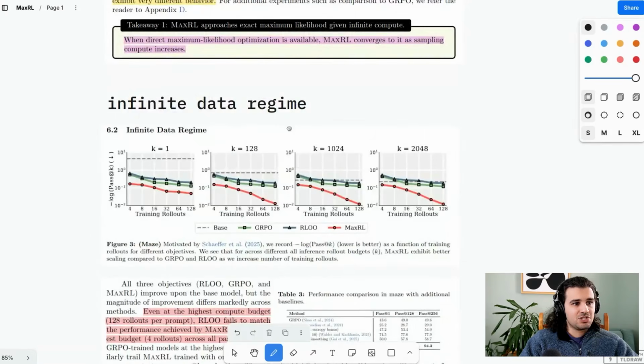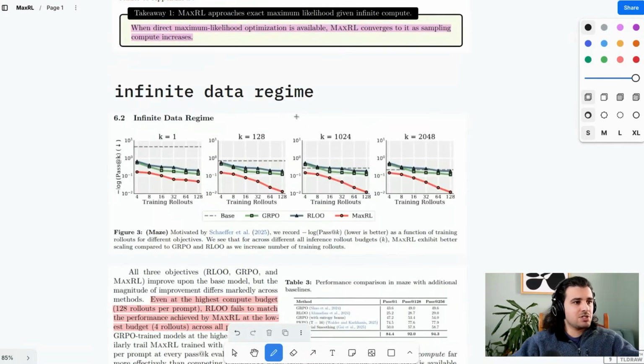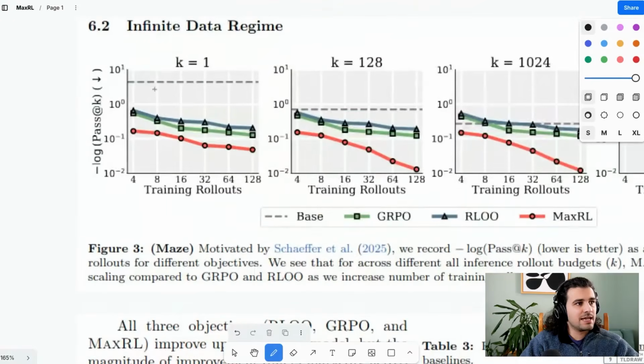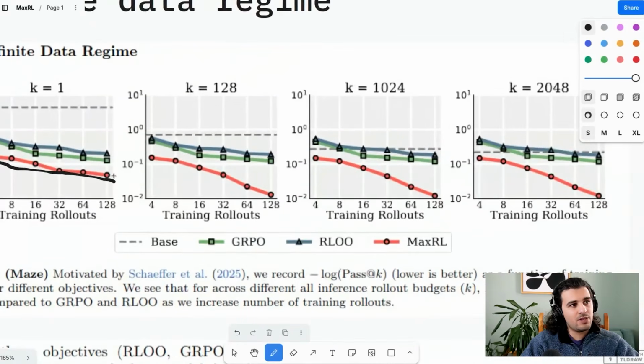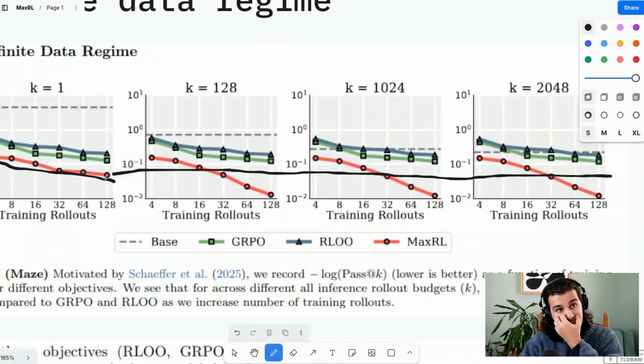In an infinite data regime, there's always the exploration. I think this is a maze thing going on. What they're showing that is interesting is that at pass at 1, the lower here is the better. MaxRL is dominating. But if you look here as the training rollout increases, when you have more k, there is nothing that comes close to this. Even the base one doesn't come close to it as the training rollout is increasing here.